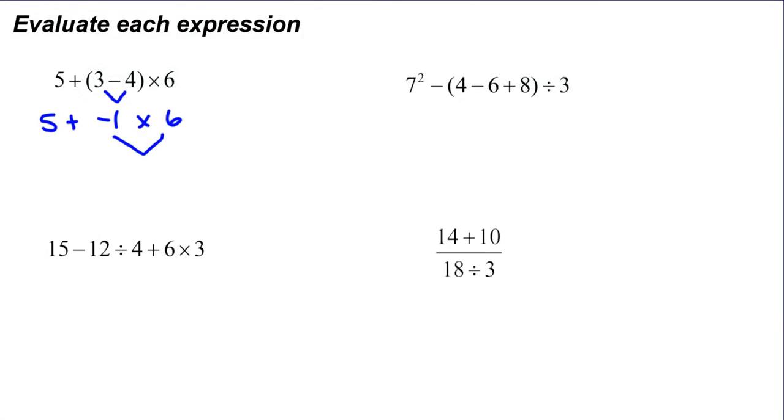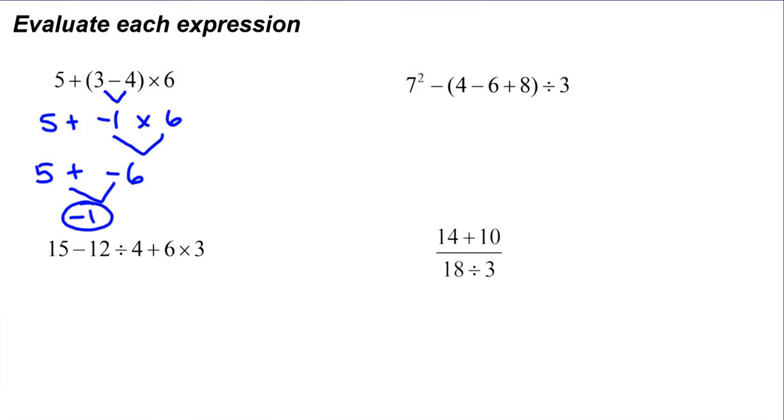Now, it's tempting to go left to right all the time, but we always have to pay attention to the operations and do the correct one first. So negative 1 times 6 is negative 6. So I have 5 plus negative 6, and addition is my last operation, and that's going to be negative 1. So I've evaluated that expression using the order of operations correctly.